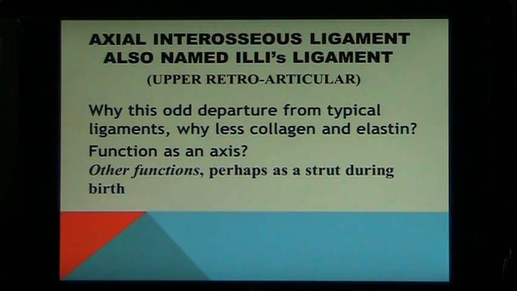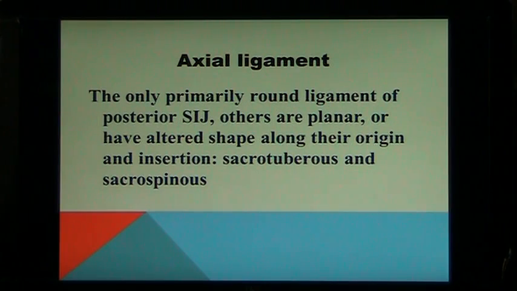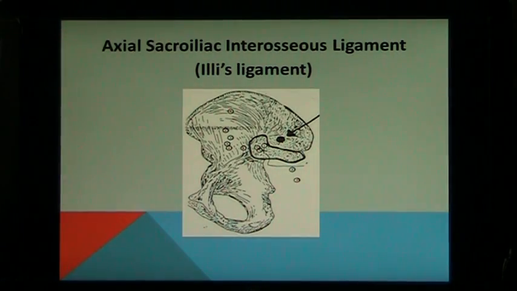And why would we have this odd departure from a typical ligament? Why does it have less collagen and elastin? One theory is that it functions as an axis, and that's fairly well accepted. But here's another function that I'm going to propose, that perhaps it acts as a strut during birth. Now this is the only primarily round ligament of the posterior SI joint. The others are more planar or have altered shape along their origin and insertion, such as the sacrotuberous and sacrospinous. If you do a detailed look, you'll see that they kind of fan out, whereas the axial from beginning to end remains fairly circular. So here's the location.